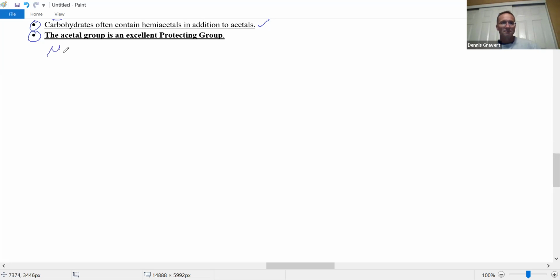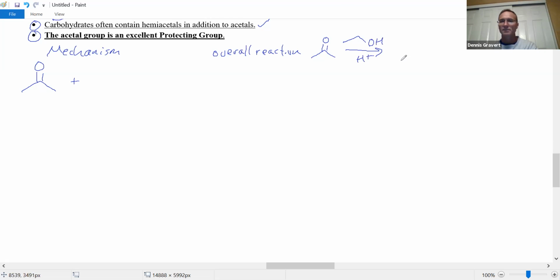Okay, mechanism. Let's show the mechanism for acetal formation with acetone. Let's have our end game in sight. Overall reaction: we're going to start with acetone, and I'll stick with methanol. No, I won't. Let's change it up. Let's start with ethanol with a catalytic amount of acid.